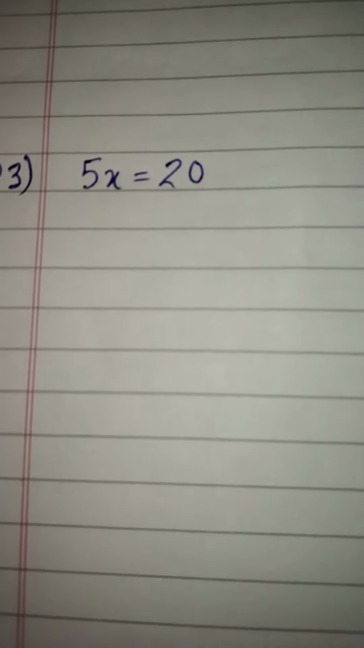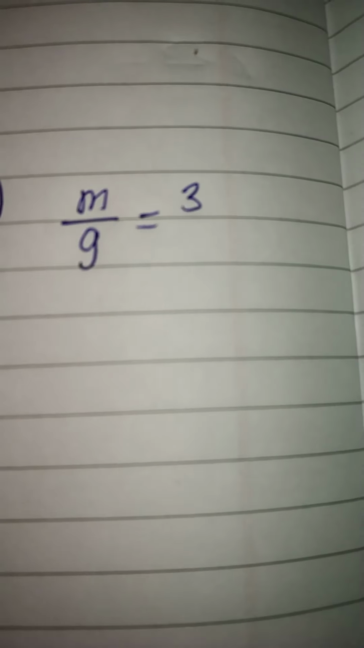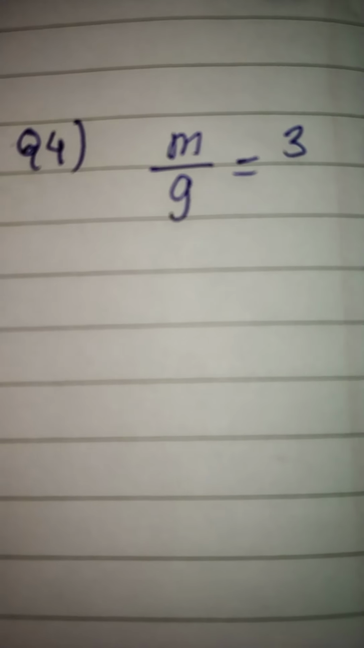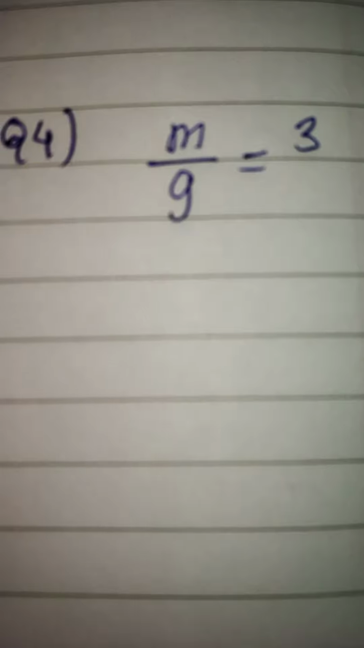So here in the first equation, our variable is x. 3 and 5, they are numerical values, right? So x is our variable. And in the second equation, y is our variable. In the third equation, again x is our variable. Now in the last equation, m is the variable here.